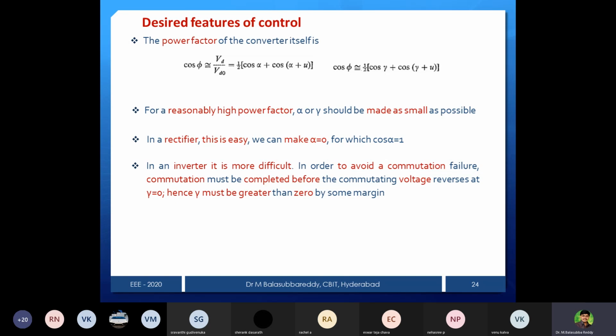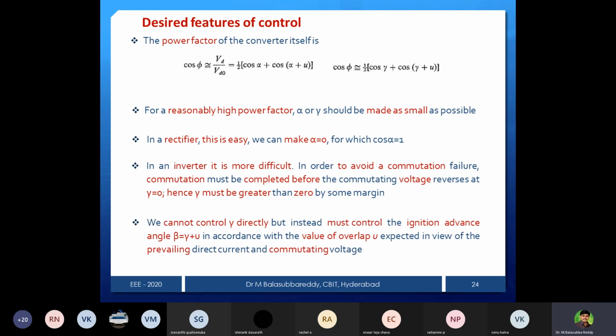So that is the sentence here. In order to avoid commutation failure, commutation must be complete before the voltage is reversed at gamma equal to 0. You cannot keep that gamma at 0 directly, because what they mention here is that before the voltage is reversed, the commutation has to take place.